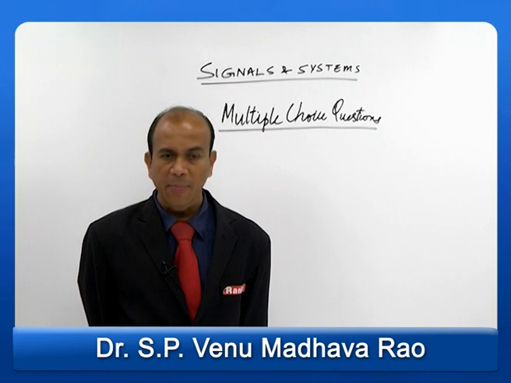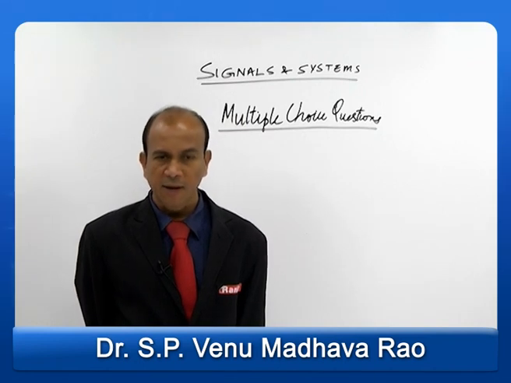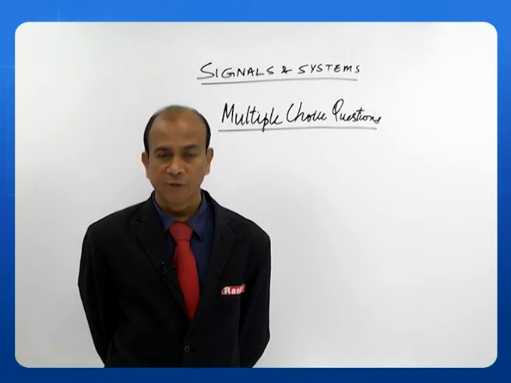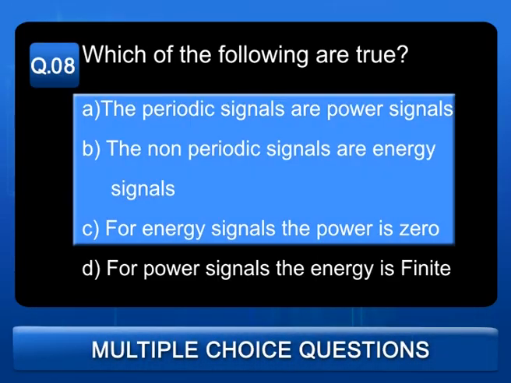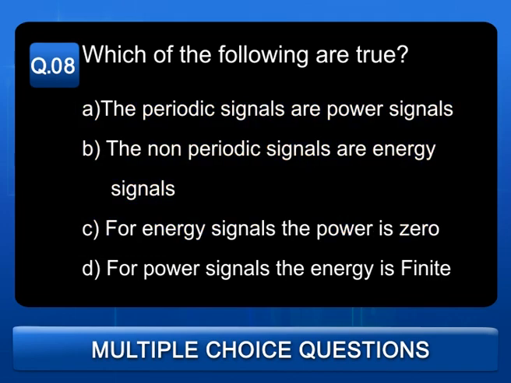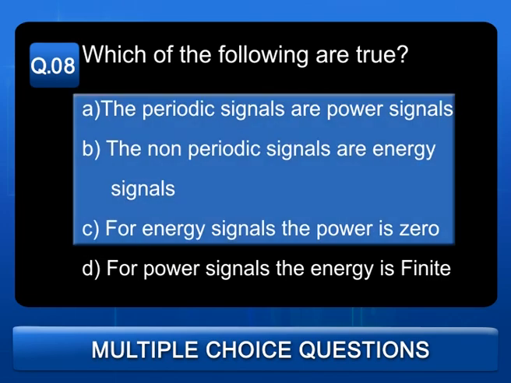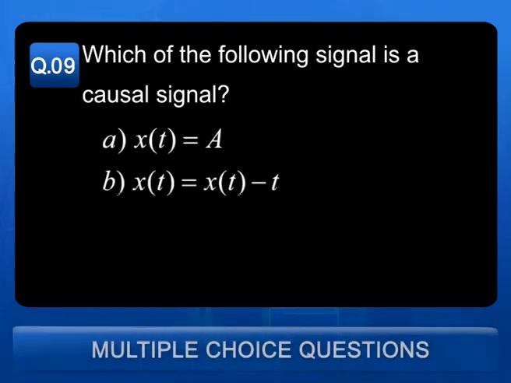What does A say? The periodic signals are power signals. The non-periodic signals are energy signals, and for energy signals the power is 0. For power signals the energy is 0 is false. In question number 8, true answers are A, B and C, whereas D is the false answer. These are all true.